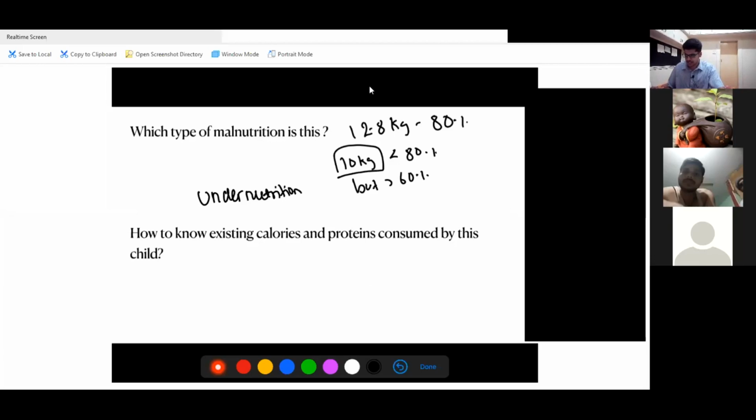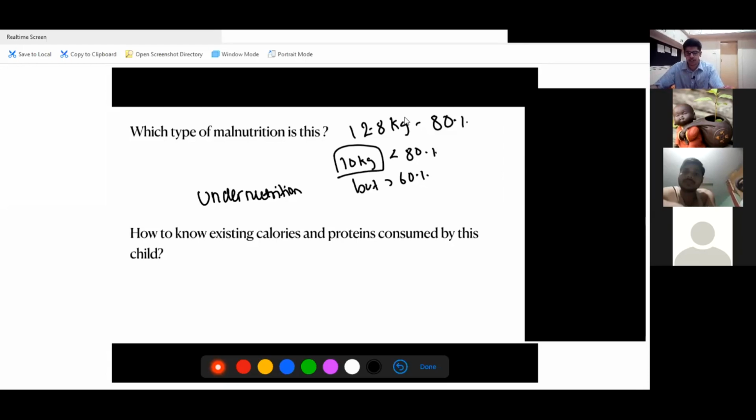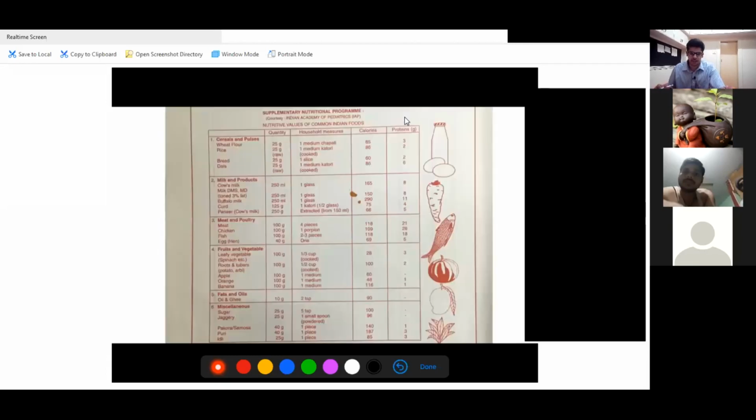So how to know the existing calories and proteins consumed by this child? You have to ask the mother whatever she gives in the full day, like rice, chapati, bhaji, whatever. Ask the mother, and then whatever diet chart we gave you, you have to calculate. For example, he's having 1 cup rice, so he's having 86 calories, 2 gram protein. So his full day schedule, whatever he eats, you have to calculate the rough amount of calories and proteins he's eating.